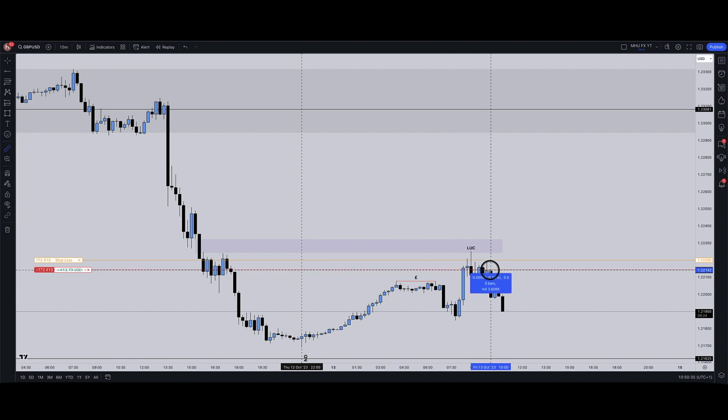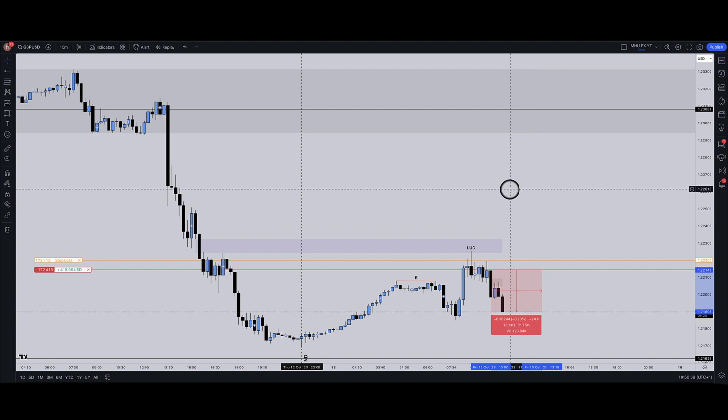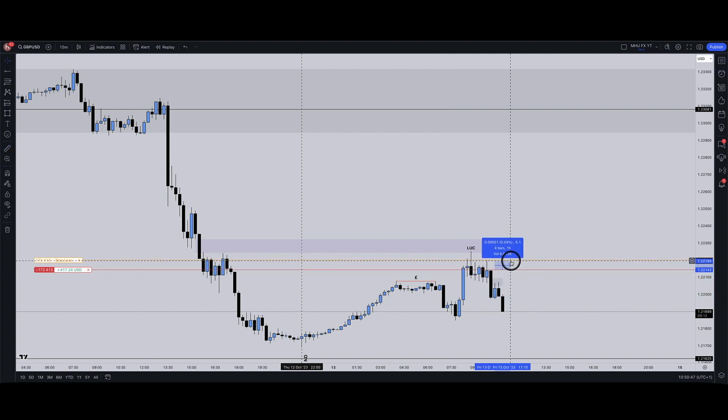So we have dropped around, let's just double check. So from this level to here, that's around 24 pips. It doesn't seem like much, but when your stop loss is 5 pips or smaller, so in this case, I believe it was roughly about 5 pips, then that's going to be like a 1 to 5 hour trade right there.